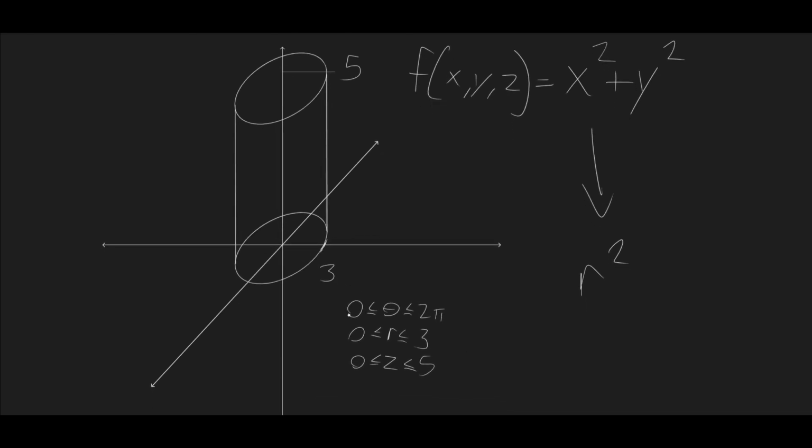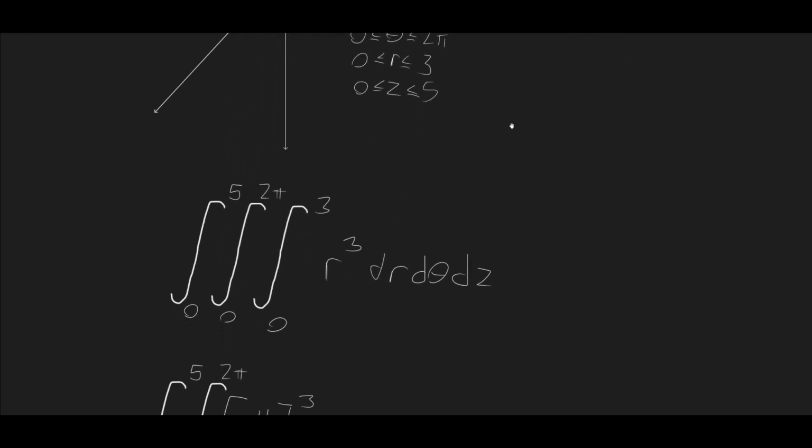The bounds for our triple integral are as follows. Theta will be from 0 to 2 pi because we have one full rotation for the cylinder. R will be from 0 to 3 because our radius is 3. And z will be from 0 to 5 because of our height being 5. So now we can define our triple integral, and it looks like this.